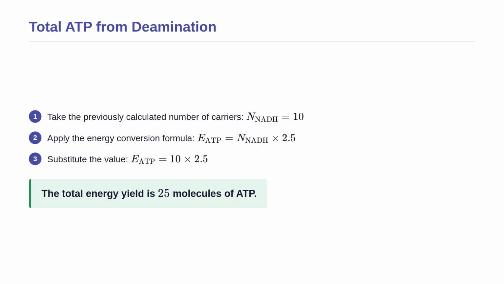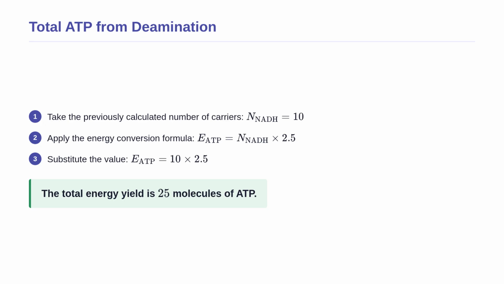Let us continue our previous example to find the final energy yield. We know from our last calculation that we have 10 molecules of NADH. We need to find the total ATP, so we use our energy conversion formula. We substitute the 10 NADH molecules into the equation and multiply by 2.5. The final answer is 25 molecules of ATP.